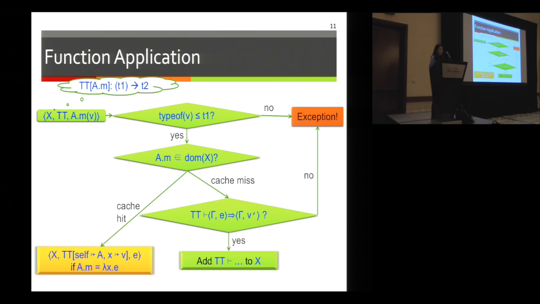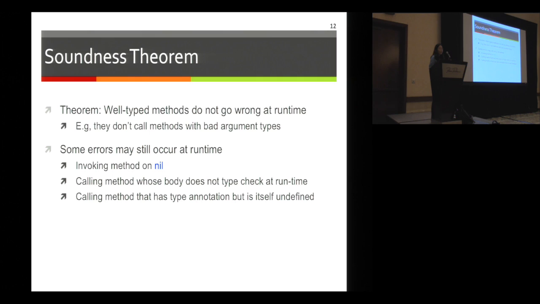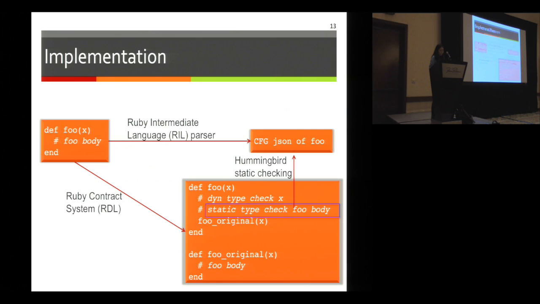Otherwise, we add the type checking proof to TT, to X, which is the cache, and continue with the function application. We also prove a soundness theorem that says well-defined methods do not go wrong at runtime. They don't call methods with bad argument names. Some errors can happen at runtime, including invoking a method whose body does not type check at runtime and calling a method but is itself undefined.